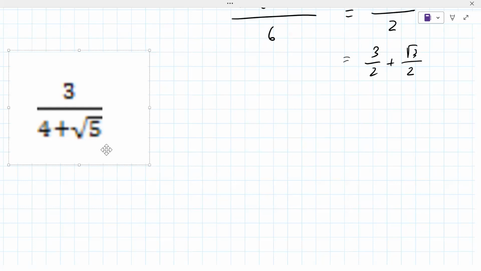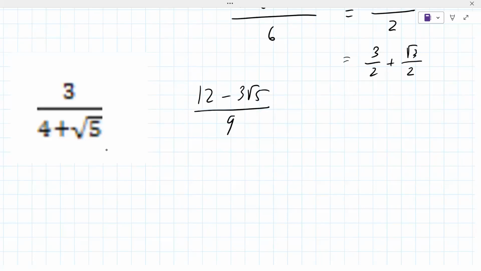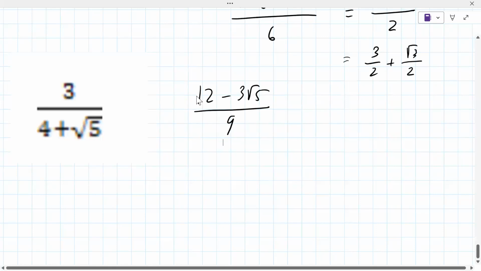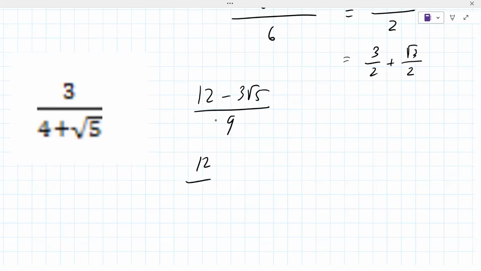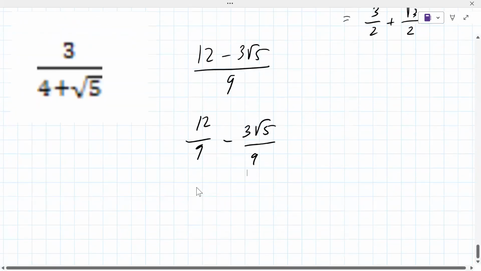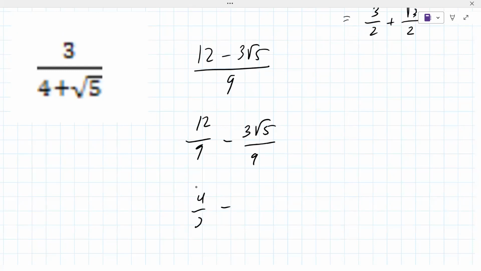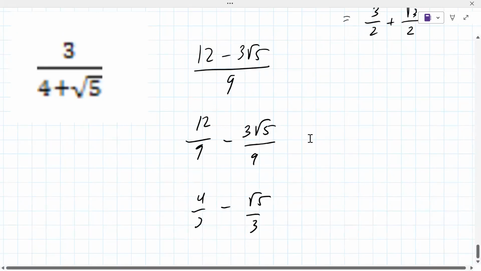12 minus 3 root 5 over 9. However, you can reduce. So really, you've got to reduce this. I would give you some partial credit, because this reduces to 4/3. This reduces to √5/3. Something like that.